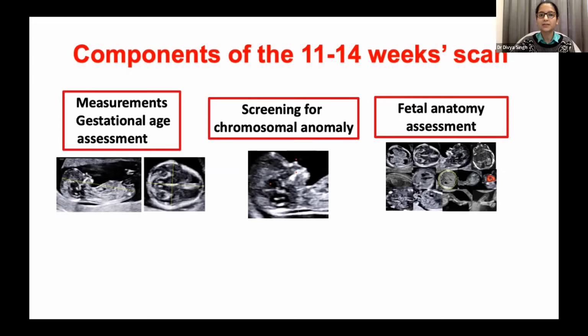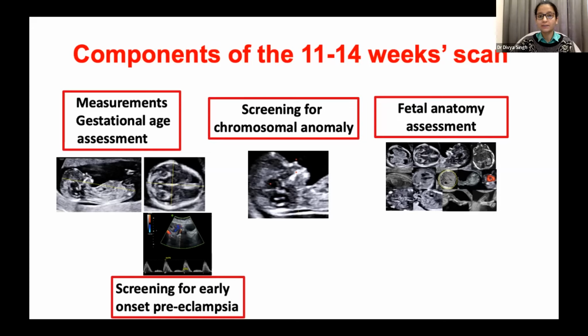Besides nuchal translucency, there are other markers which I'll discuss shortly. Now, another important concept which we need to know is that the 11 to 14 week scan now includes a detailed assessment of the fetal anatomy. Just like we look for the anatomy in the mid-trimester scan, we can pick up various lethal abnormalities of great significance at this point of time, which helps the couple to make an early decision regarding the management of pregnancy and to guide further testing.